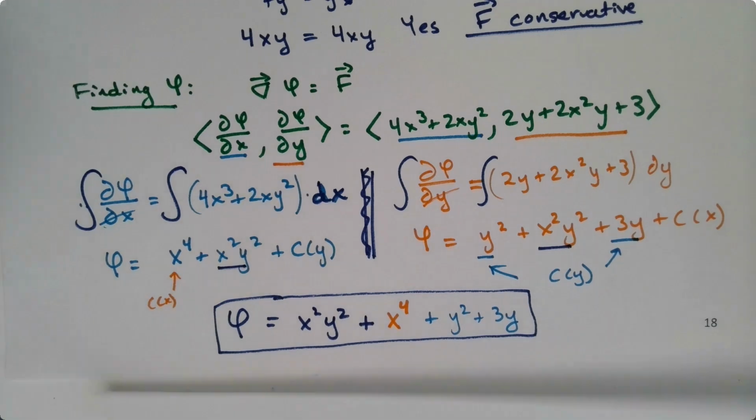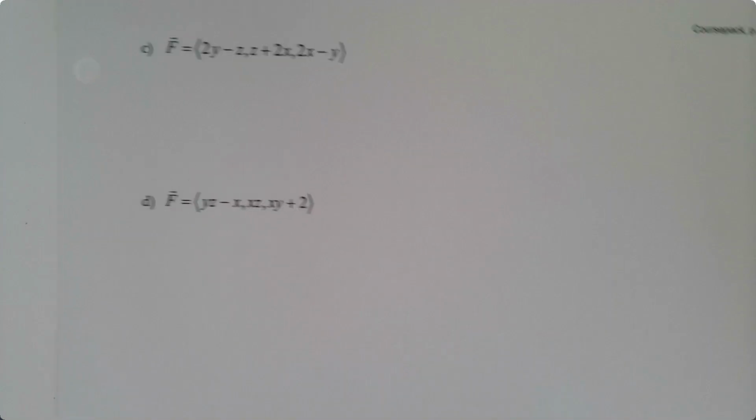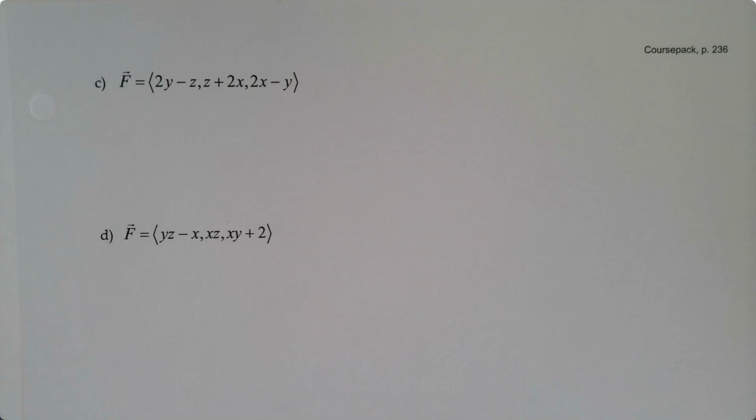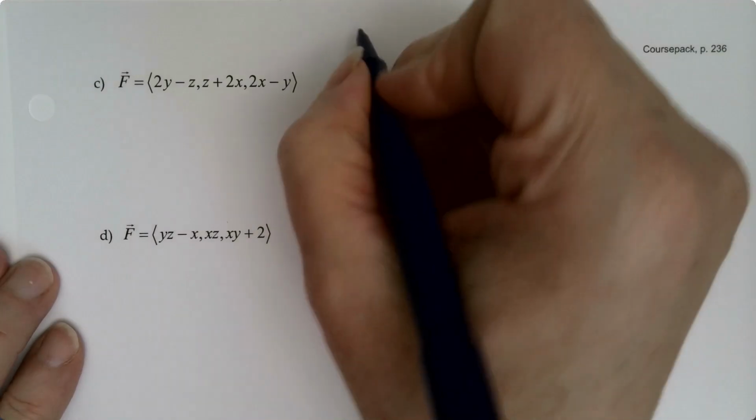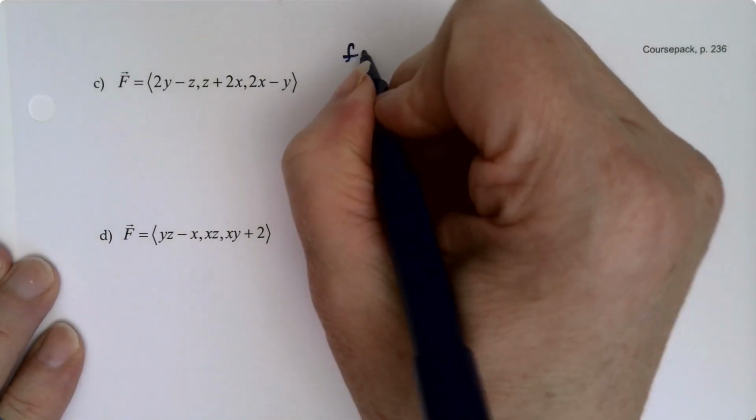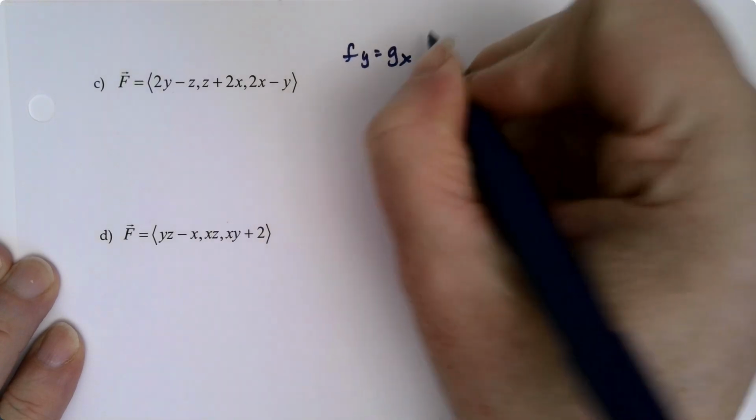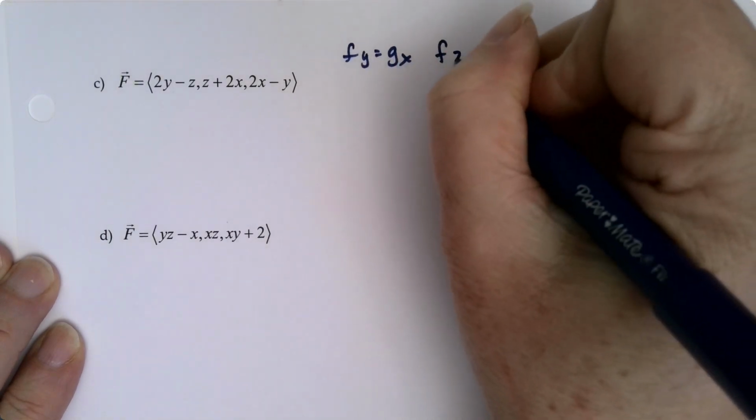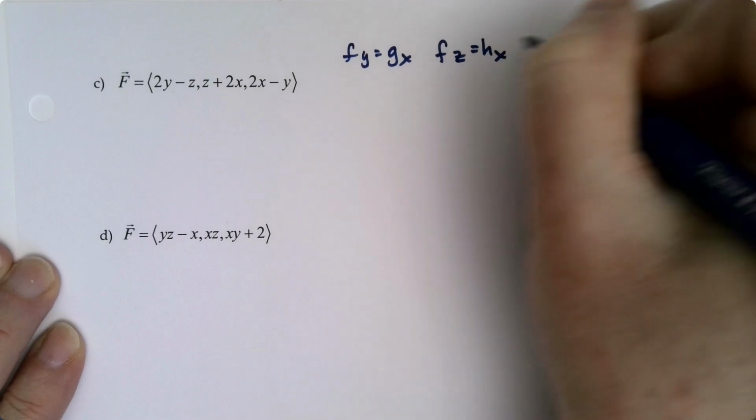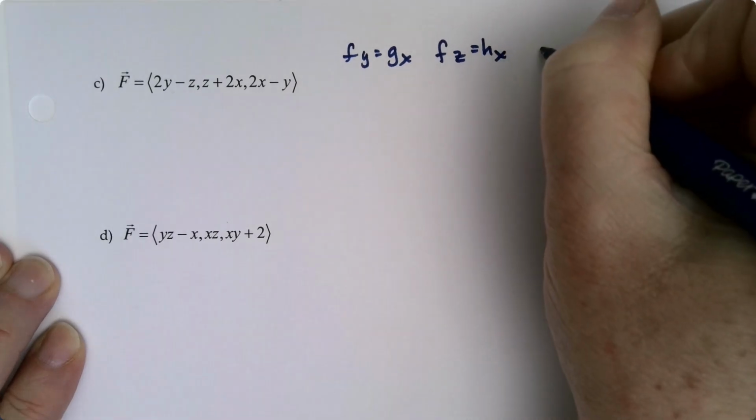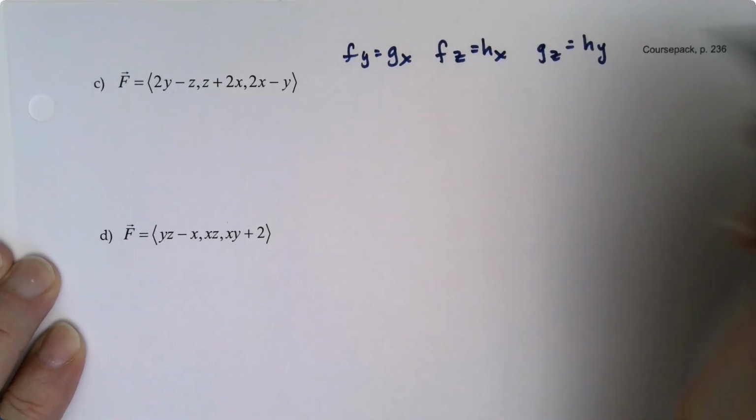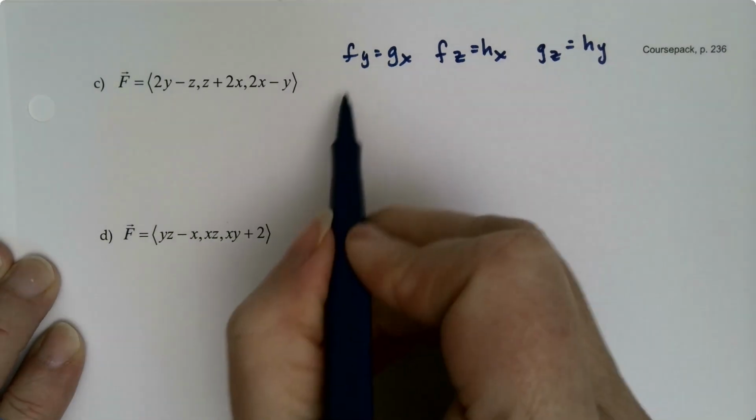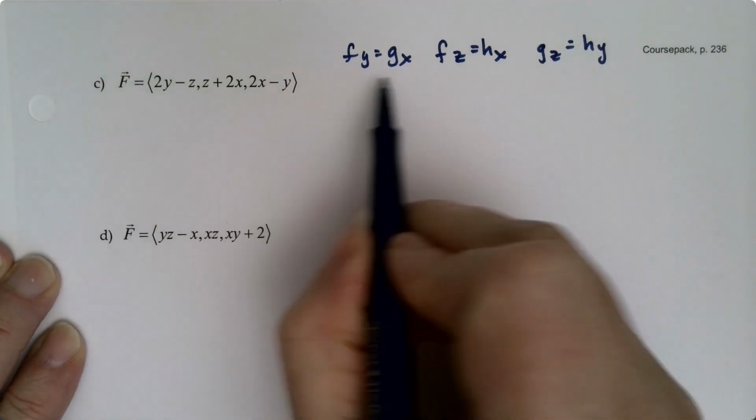Now let's try to do it in 3 dimensions. Okay, so we need, let's just write it out. We need f sub y to be equal to g sub x. We need f sub z to be equal to h sub x. And we need g sub z to be equal to h sub y. I'm going to guess this one's a no because I didn't leave a lot of space.